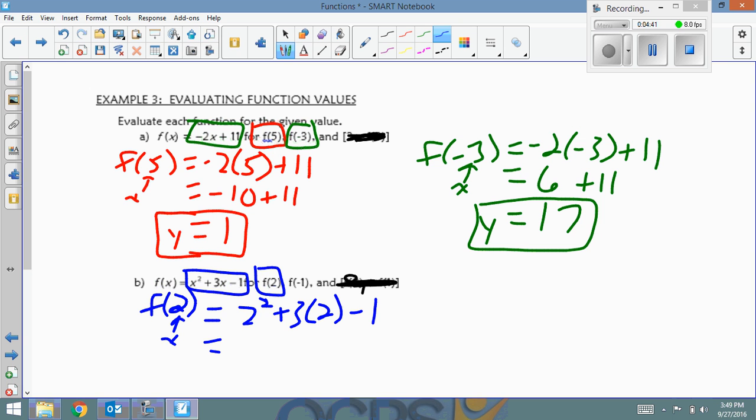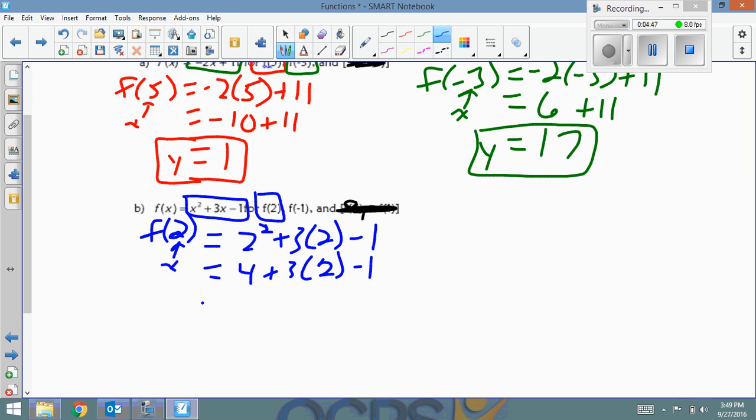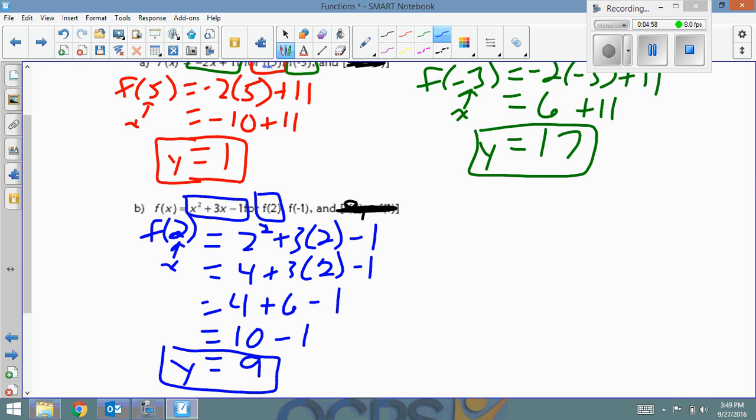So 2 squared is 4, because order of operations tells us exponents first. Then we're going to multiply. So it's going to be 4 plus 6. Okay, 4 plus 6 is 10, and 10 minus 1 is 9. So remember, that's going to tell me that y is 9 when x is 2.